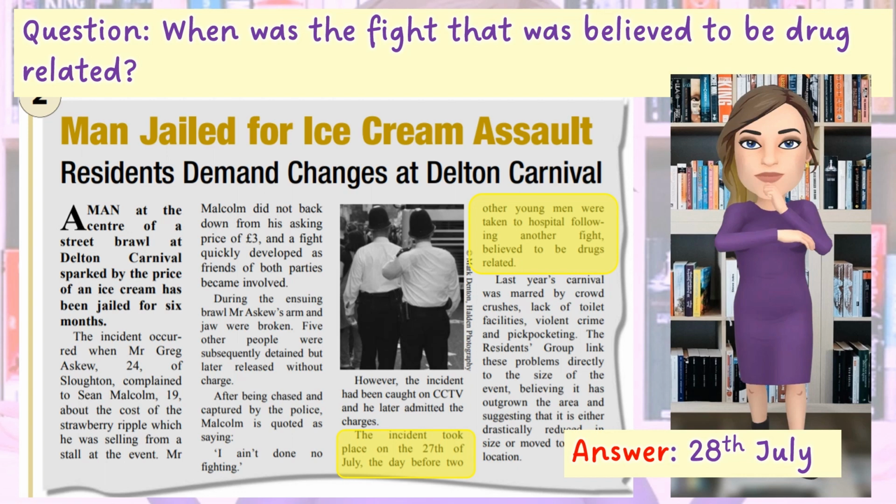That is because when it mentions the incident took place on the 27th of July, that is talking about the ice cream fight. But because of the comma, that tells us that the 27th of July is the day before the other fight. So if the 27th of July is the day before the drug-related fight, that must mean the drug-related fight is the day after, which is the 28th of July. If you're not too sure, just rewind the video and play that again. Think about the placement of the comma.